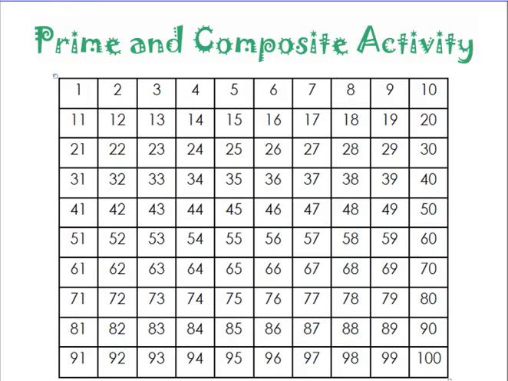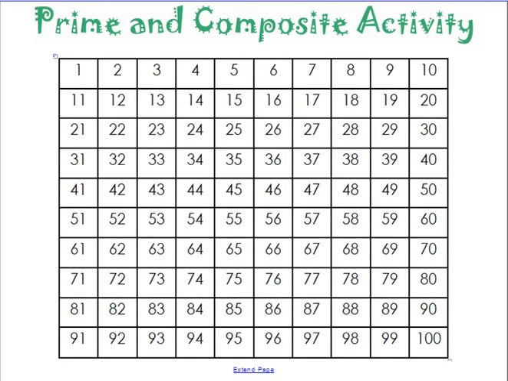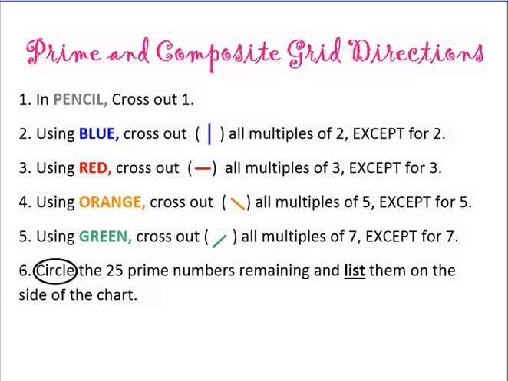All right, now there's a little prime and composite activity that you'll have on your notes. So here's a grid of the numbers 1 through 100. And I'm actually going to skip ahead to the directions so you can look at the grid. And so it gives you your step-by-step directions. So in pencil, you're going to cross out the number 1 because number 1 is neither prime or composite.